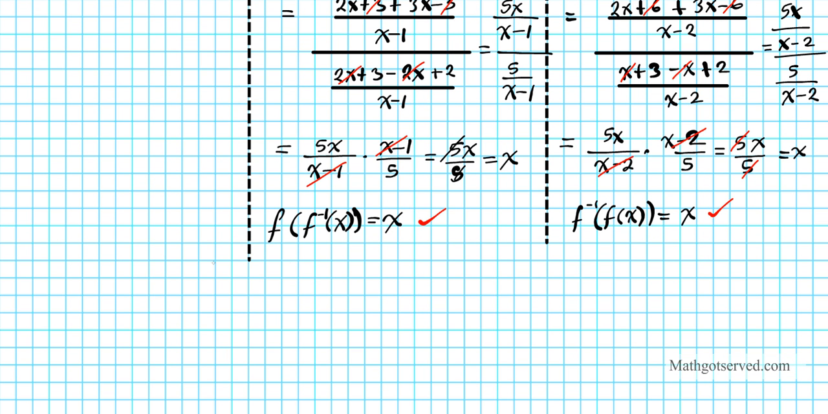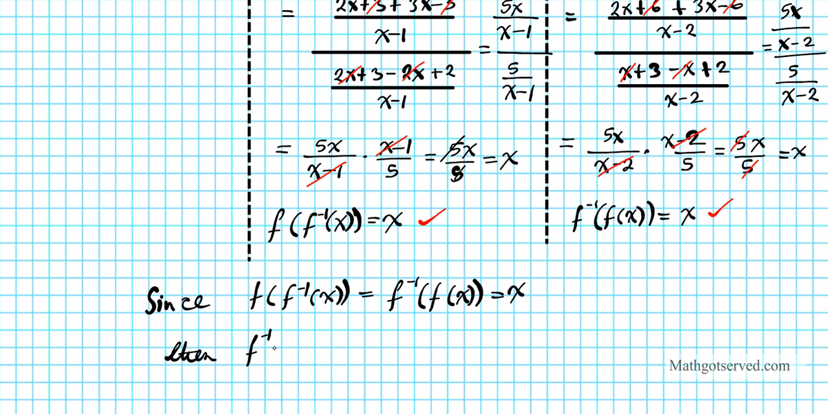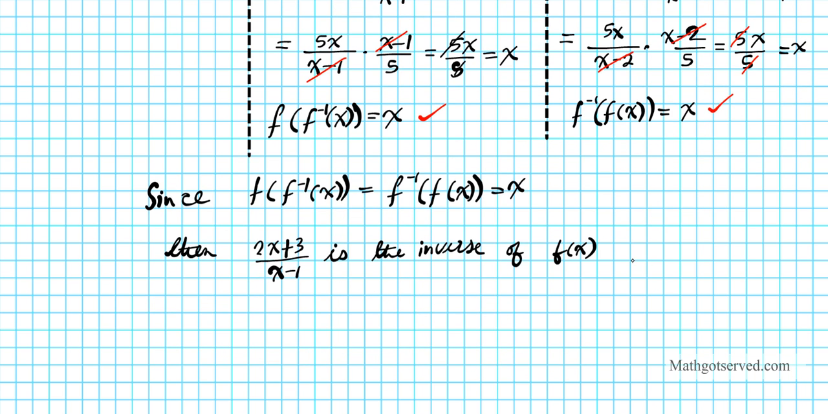So let's write out our closing remark. Since f composed with f inverse of x is equal to f inverse composed with f of x and is equal to x, then the inverse of x, which we found, which was our inverse, which was 2x plus 3 over x minus 1, is, in fact, the inverse of f of x, which is x plus 3 over x minus 2. All right? So there, that basically completes our proof.